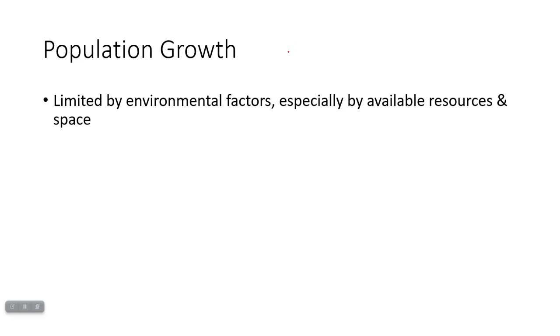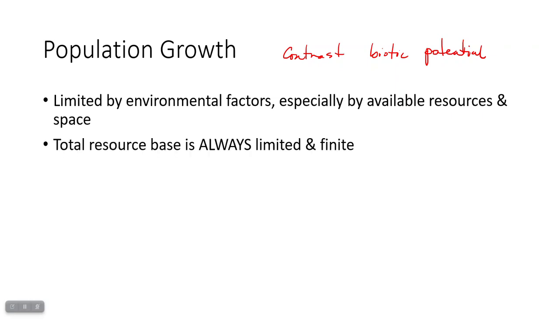Keep in mind, this is in contrast or in opposition to biotic potential, which, as we saw in one of the activities we did in class, can grow a population very quickly. But in nature, populations never grow to their biotic potential because they're always limited by environmental factors, available resources, available space, things like that. The total resource base is always limited. It's always finite. Finite means it can be counted, meaning it's limited.